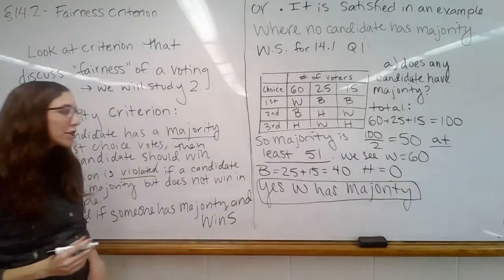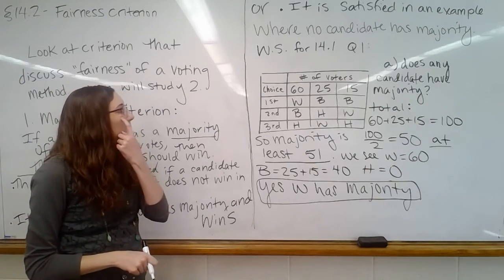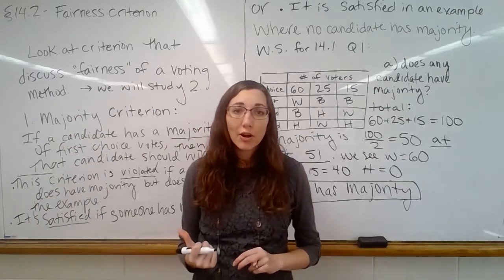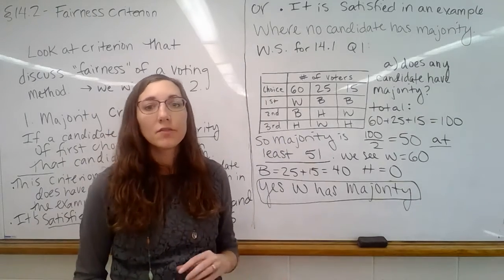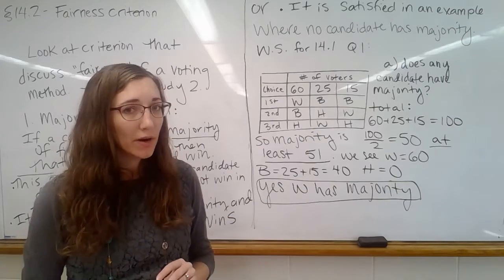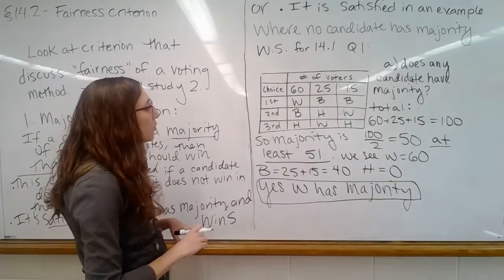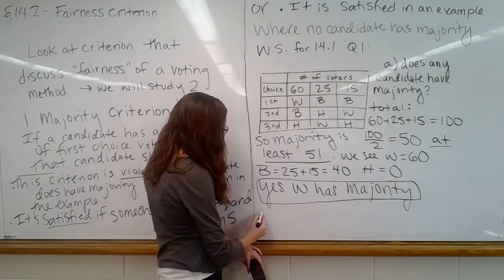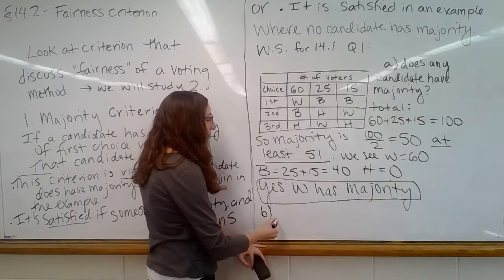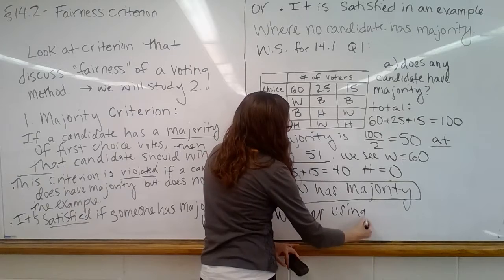So what we're going to do next then with this example is start to look at a couple examples of voting methods that we could use to look for winners. And according to this majority criterion, to be fair, the system should declare W as the winner because W has majority. So let's try and take a look at a couple different examples of how we could try and find a winner. So let's look at, say, part B. And again, you can read it on your worksheet, and I'll kind of give a summary here. So the part B wants to find the winner using Borda count.